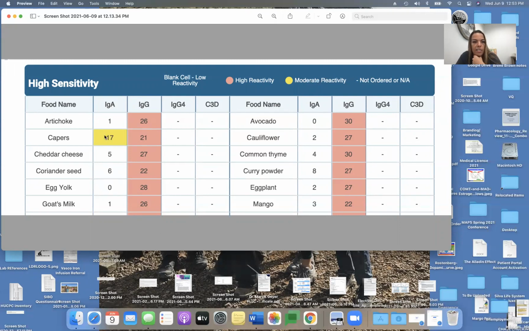So I look at these as cumulative. This person reacted, had an IgA and an IgG to capers. And so that would be like the Army and the Navy both going out. It doesn't change the fact that they're all military, so I add them all up. It's a double immune response.